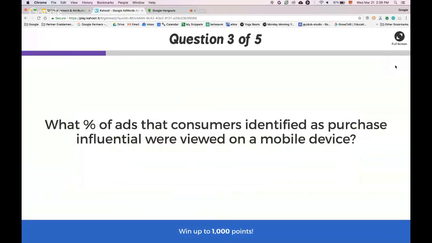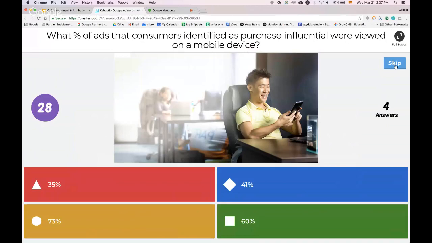What percentage of ads that consumers identified as purchase influential were viewed on a mobile device? It's a tricky one. Think about it. How many ads do you think that people are engaging with on their phones? They actually thought they were influencing their purchase. Is it a lot? Not really. What do you think? We have already 170 people who have answered that they think they know the percentage that is correct for this question. Let's give you a couple of more seconds. Think about it.